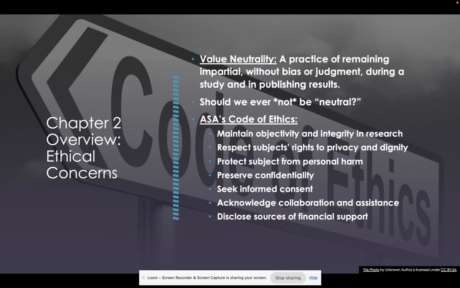So, again, going way back to the beginning of my slides, the example I gave of how reporting might look different if you receive state or federal grant funding. Well, then you would want to disclose that financial support, that source of funding, if you were to then also publish a scholarly journal article from that data you collected.